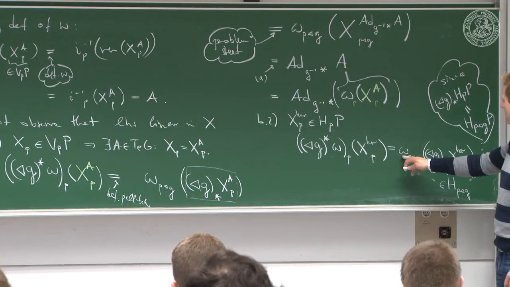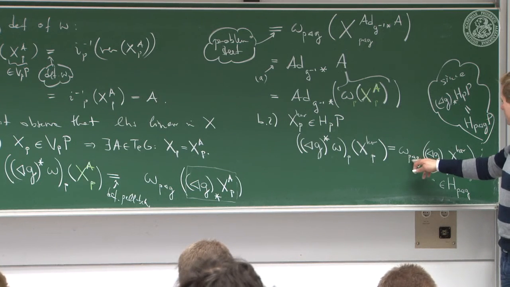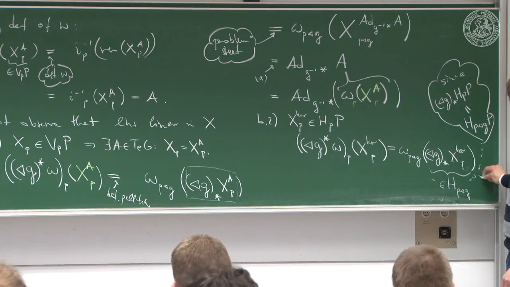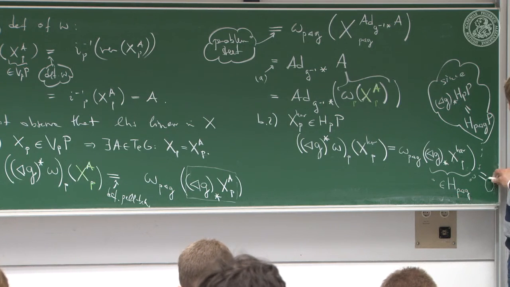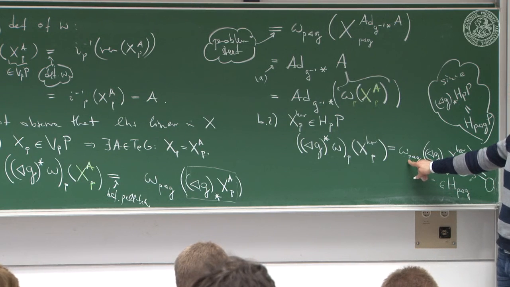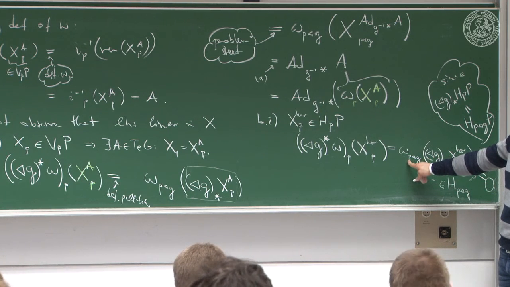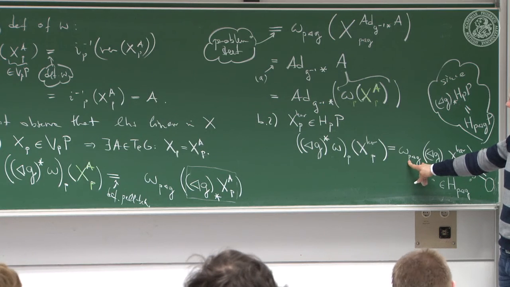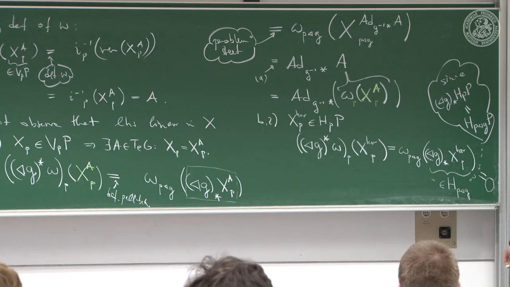But now we have omega P acted upon from the right by G, and then an element of HPG, but we know that this is 0, because every element in the horizontal subspace at a point is eliminated by the connection one form at the point. Right? This follows also directly from the definition of the omega in terms of the HP.